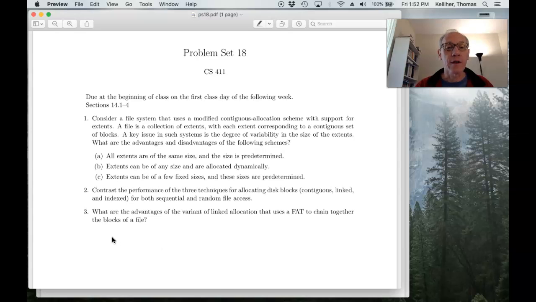Okay, question 3. I think the textbook sets that one up for you pretty well as well. Okay, so that's the introduction to the problem sets.